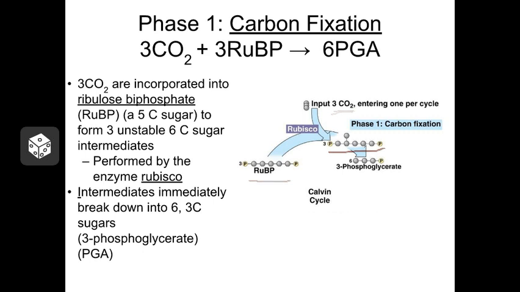Now, in the second part of this phase, those six-carbon molecules are going to get snapped in half into this molecule, which is just called PGA. You can just know it by its abbreviation. Now, because we had three six-carbon molecules, when we split those in half, we end up making six three-carbon molecules. So the number of carbons still adds up.